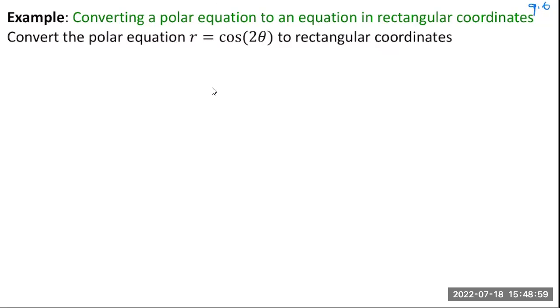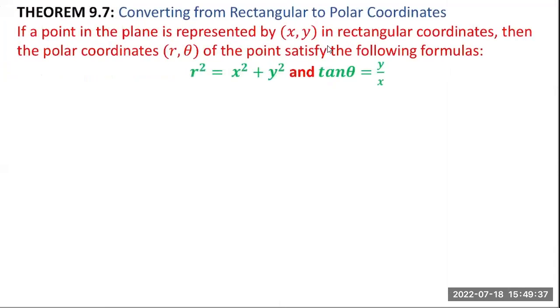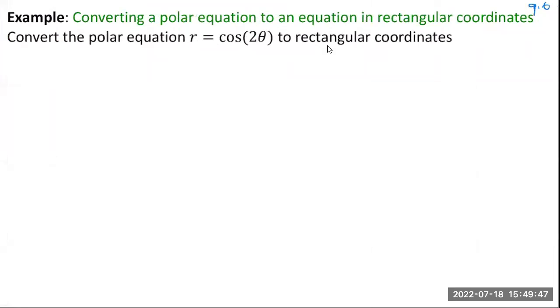Here is the example that I want to look at. Convert the polar equation r is equal to cosine 2 theta to rectangular coordinates. How do we convert this to rectangular coordinates? Remember, we can use this theorem: r squared is equal to x squared plus y squared, tan theta is equal to y over x. So how can we use this theorem to find the rectangular equation here?